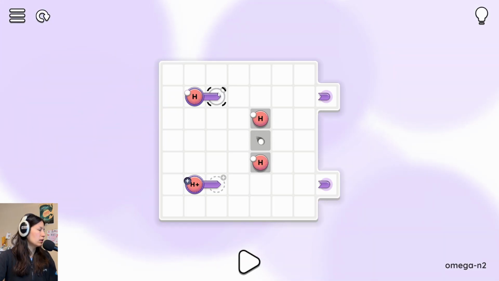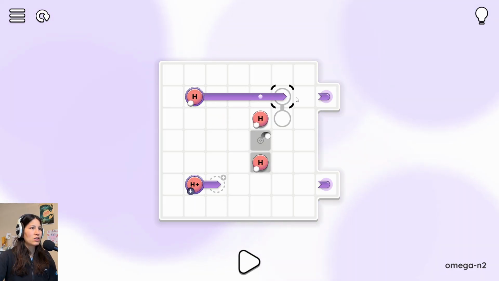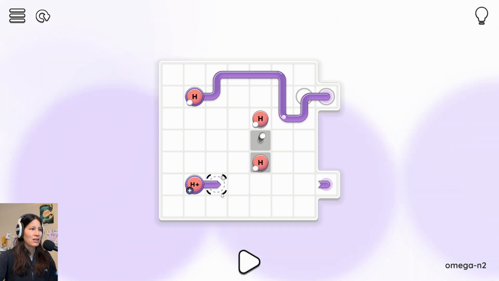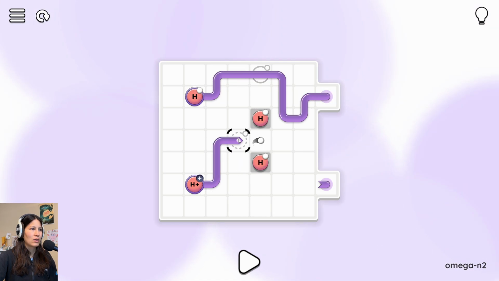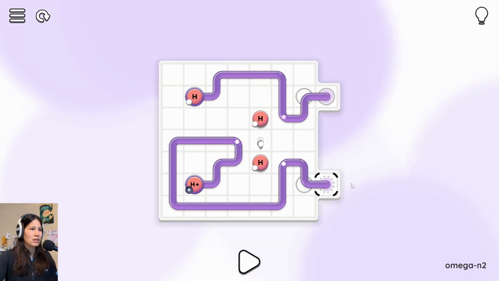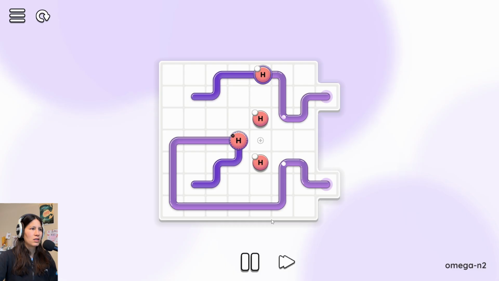All right, and 2. Let's see. So this one needs that. But, so I can't just go like that because it needs to stay inside, so it's got to be like, no, like this, like that, I think. And then, no, I don't. I can go like this. I think that works. Pick up the electron and come around this way.